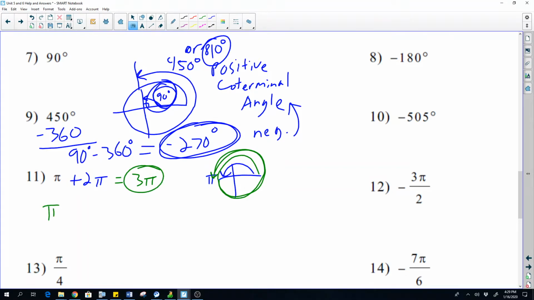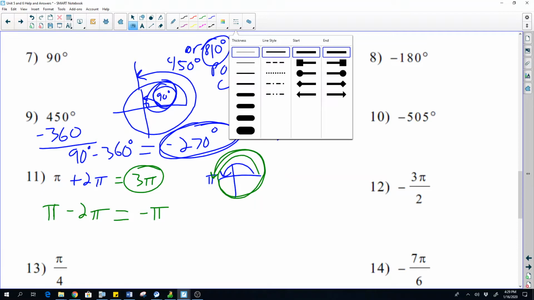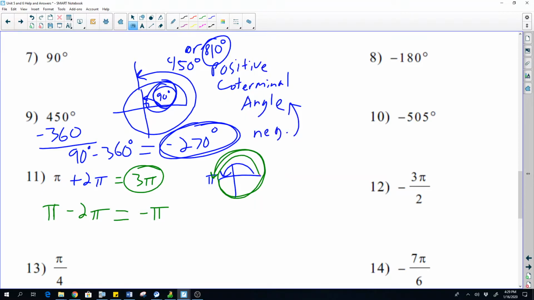You could also go pi and go backwards to a negative coterminal angle by minusing 2 pi. And so it should be negative pi, right? And the reason why it's negative pi is because we start here again, and now we go the other direction. And that hits at the same axis right there between quadrant 1 and quadrant 3, which is pi. And so that's negative pi if you go this direction. And that's our other coterminal angle.